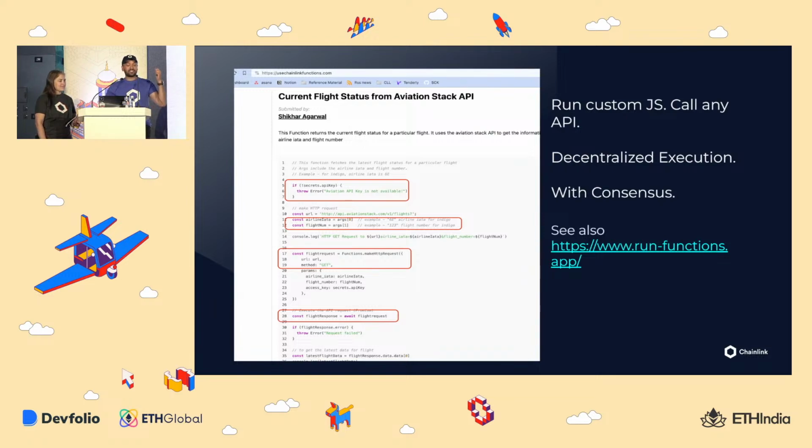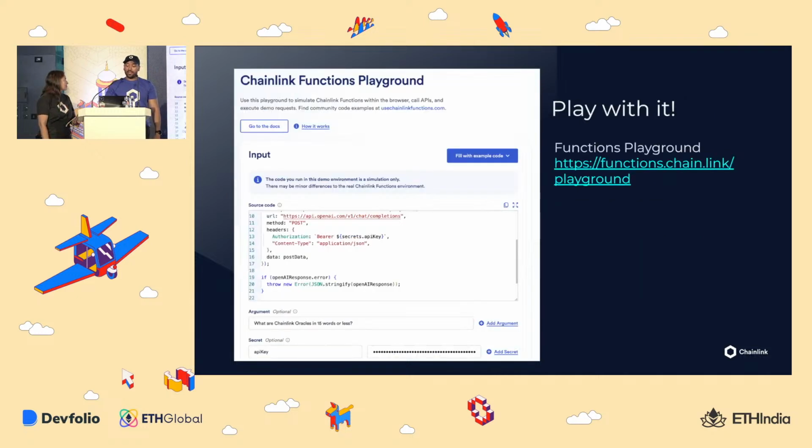run-functions.app. This is a bunch of community-generated examples of Chainlink Functions. Take a look at them. The basic concepts are all broken out. And obviously, you can go to docs.chain.link, where all the formal documentation is. But these are community-submitted examples of people writing decentralized functions code. You can also play with it.